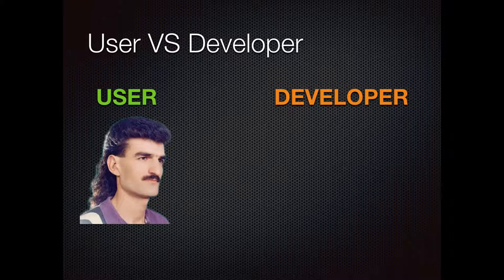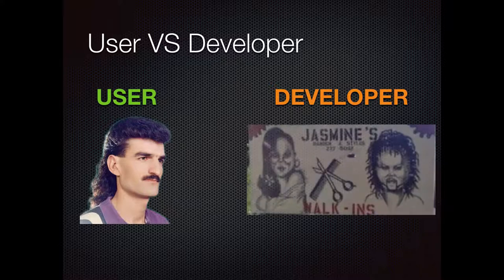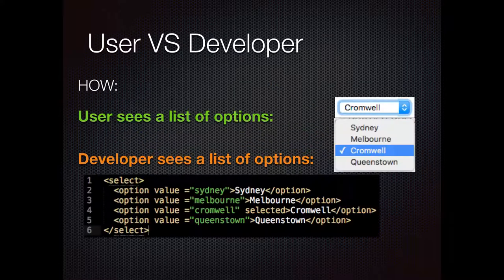The user wants a stylish haircut, right? I don't have any hair, so. The user wants a stylish haircut, rocks the mullet. So the developer, they would be responsible for designing, the cutting, the stylish. I don't think I would ever go to these people. But they're responsible for actually creating the look, right? So user versus developer.